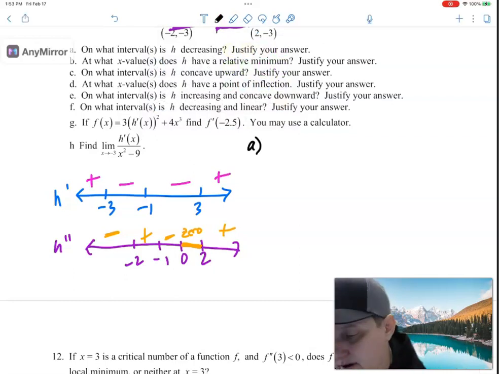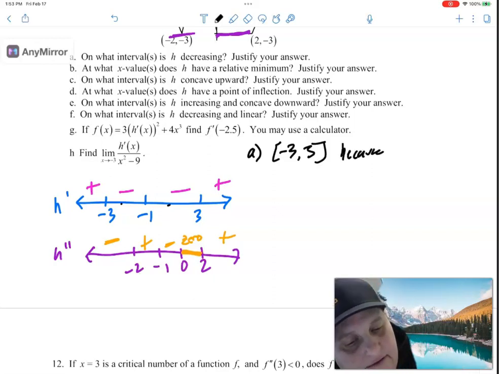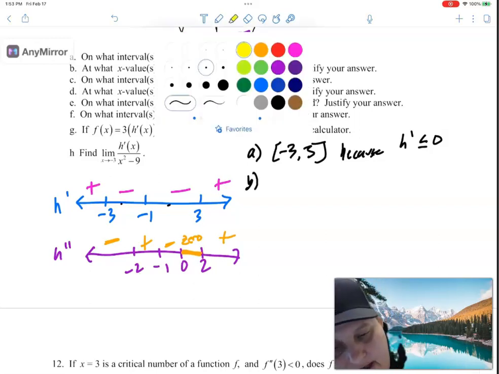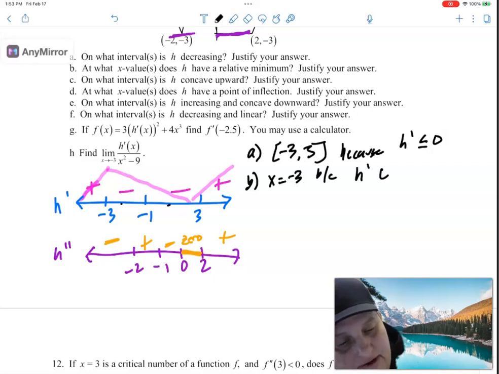The answer for letter A, where is h decreasing? It's on the interval -3 to 3, and the reason is because the derivative is negative, less than 0. Where do I have a relative max? I have to draw this real quick: up, down, down. It has a relative max at x equals -3 because h prime changes from positive to negative.